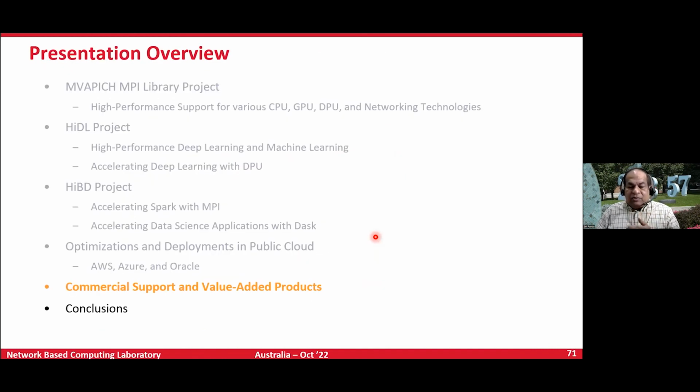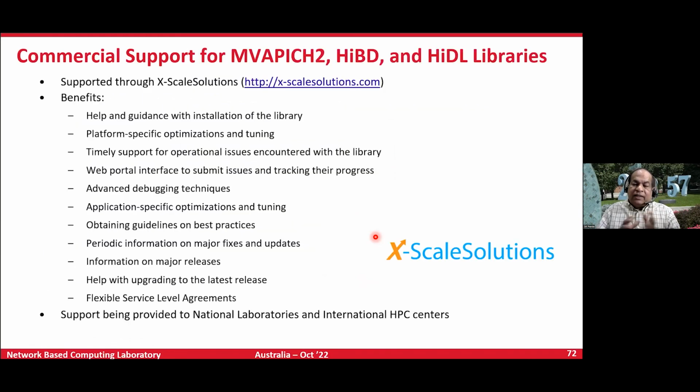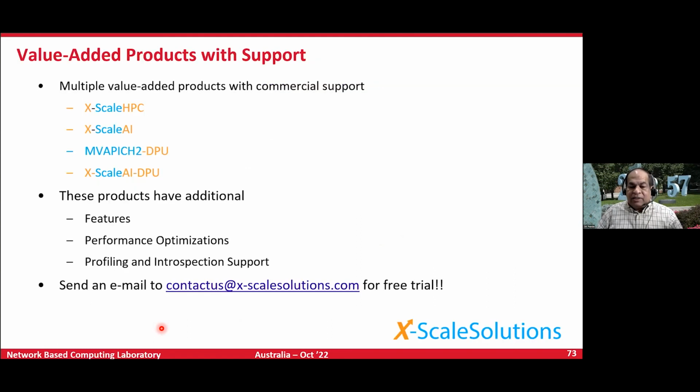Now, with this, let me try to wind down. As I indicated earlier, from the OSU side we are able to deliver all these solutions, but a lot of people want real commercial support. And this is where Exascale Solutions, which is the commercial spin-off, has come. Through that, we are providing, just like any commercial software stack, a service level agreement, with optimizations and tuning. We are providing support to many national laboratories and international HPC centers.